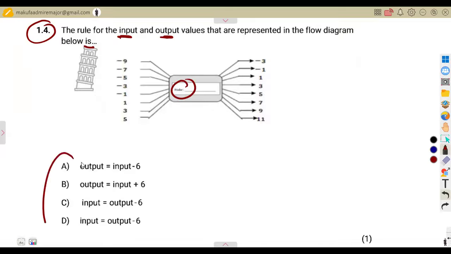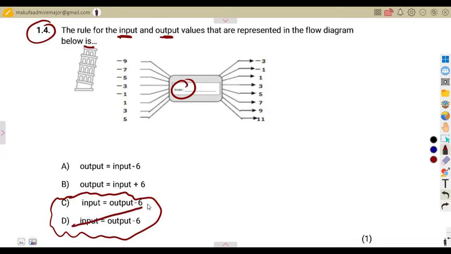So we are given answers here. Remember your rule, you are supposed to refer to it in terms of the output. If we refer to this in terms of the output, it means I'm not going to think about C and D, because they're giving us input is equal to. So we have to think about these two, output is equal to. Let's check number one. Output is equal to input minus 6.